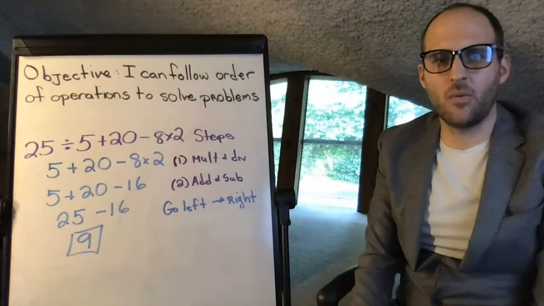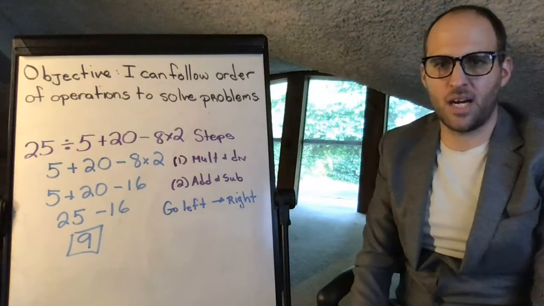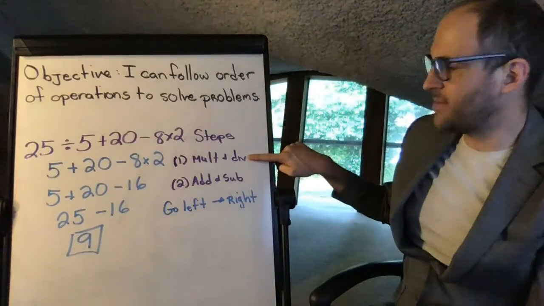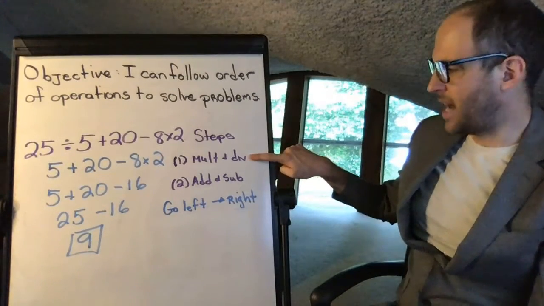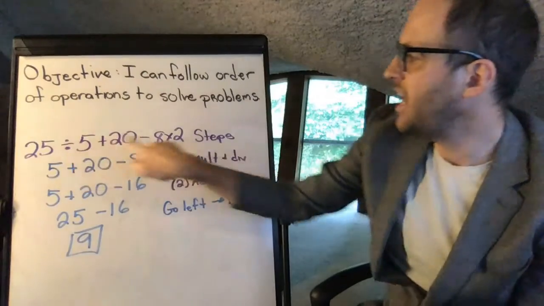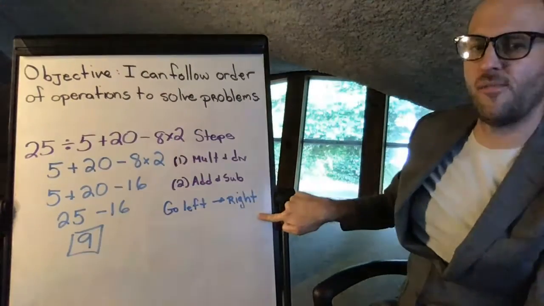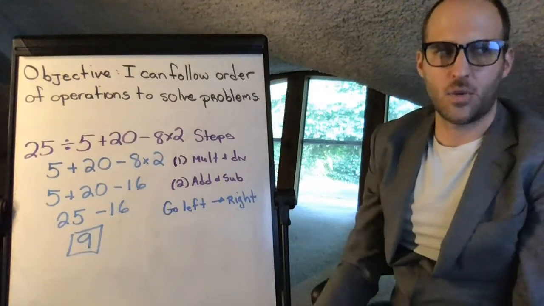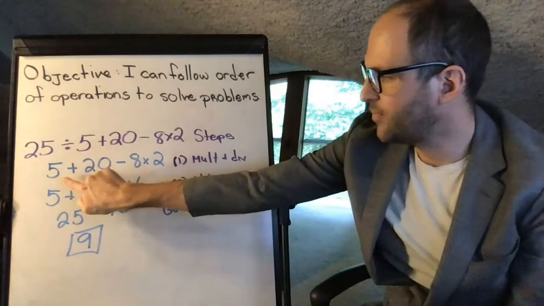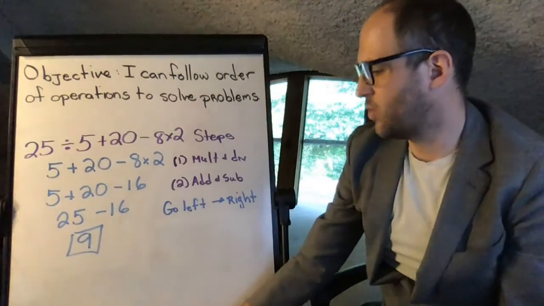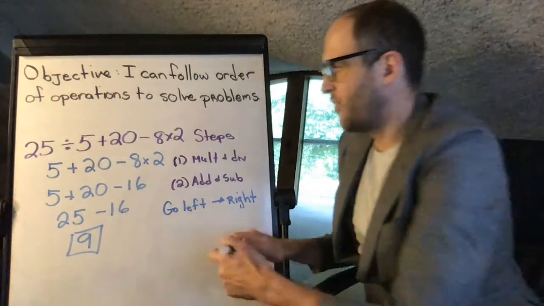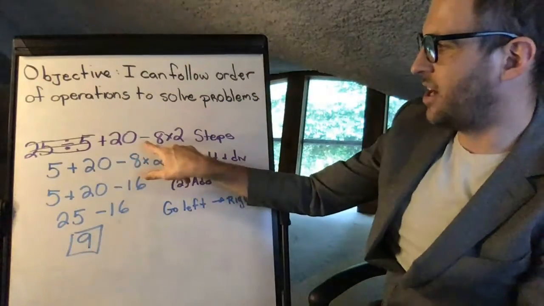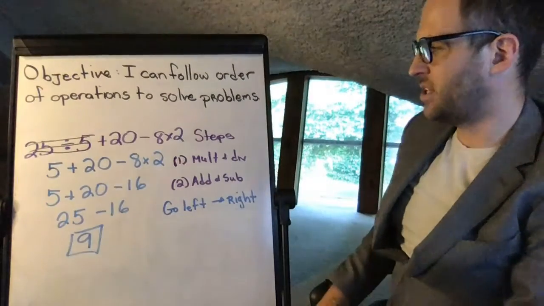Well, friends, hopefully you ended up with the answer of 9 for this problem. Let's walk through it. Again, your first step is to see if there's any multiplication or division operations. There's a division and a multiplication. So you go from left to right. We have to start with 25 divided by 5. 25 divided by 5 is 5. So I bring down the plus 20 because as before, we've already used this part of the problem. We bring down our minus and our 8 times 2.